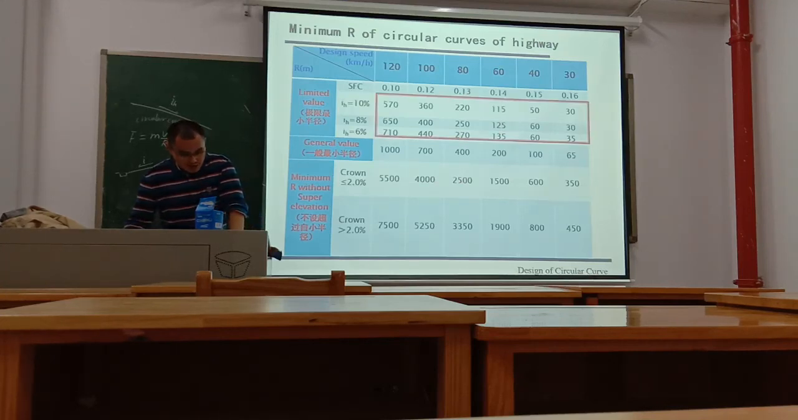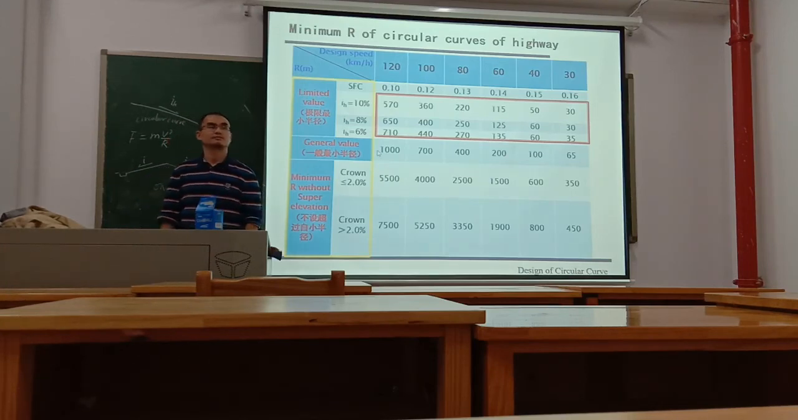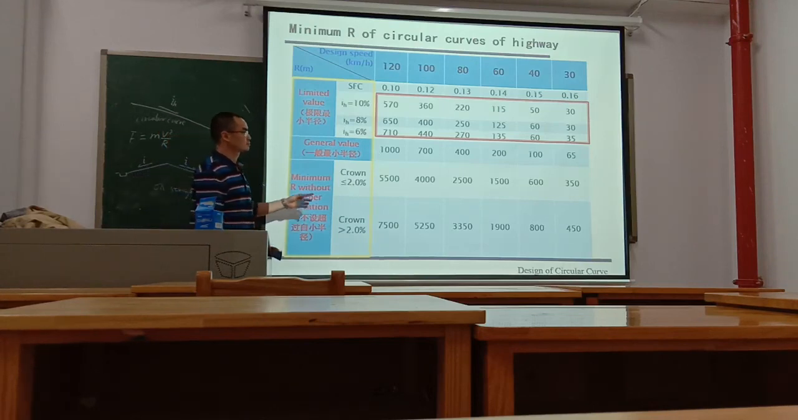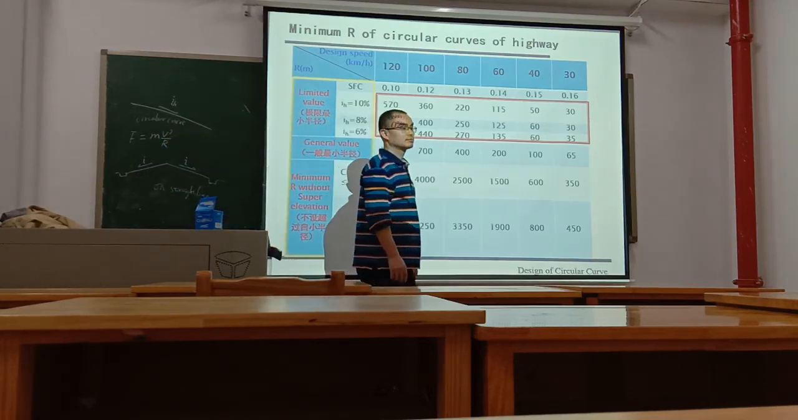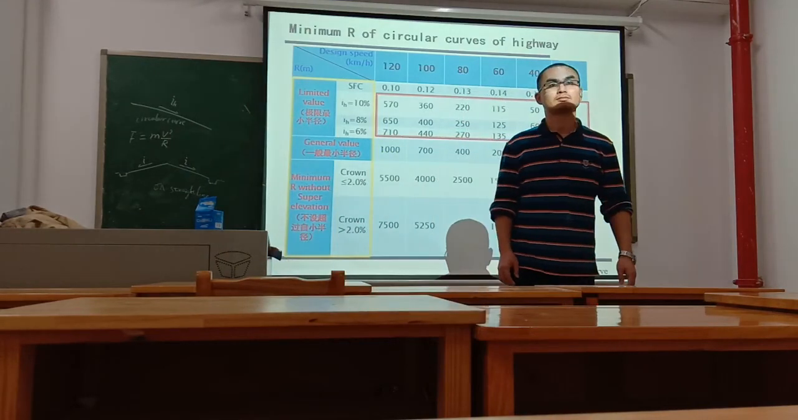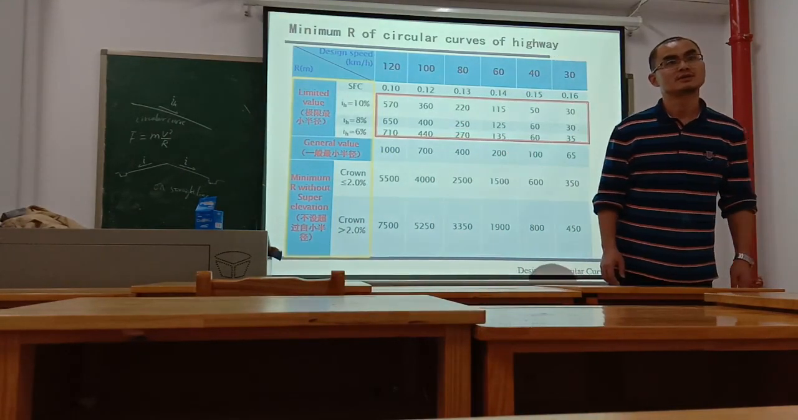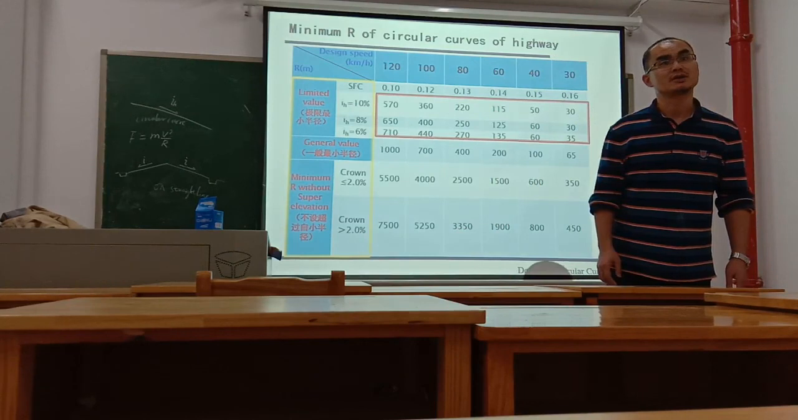Minimum R without super elevation. Why? Because the radius is larger than these values, than the limited value and the general value. Understand? It will be a big difference in speed.